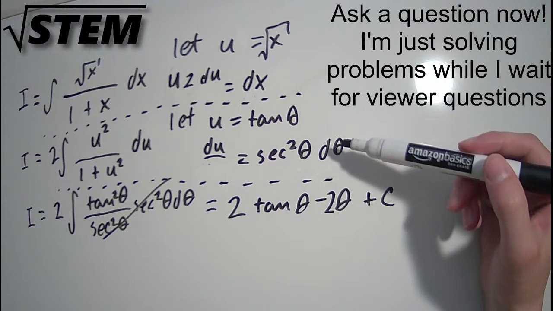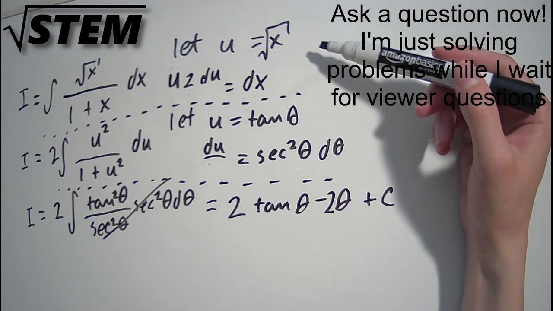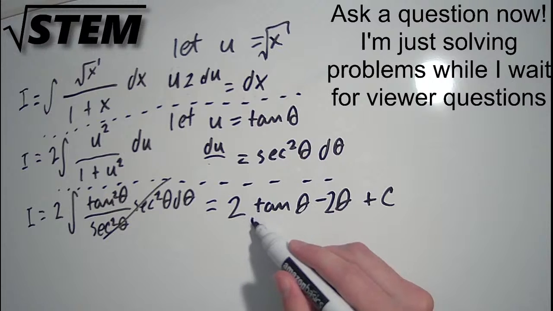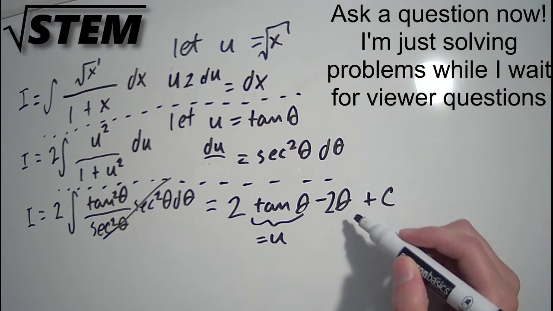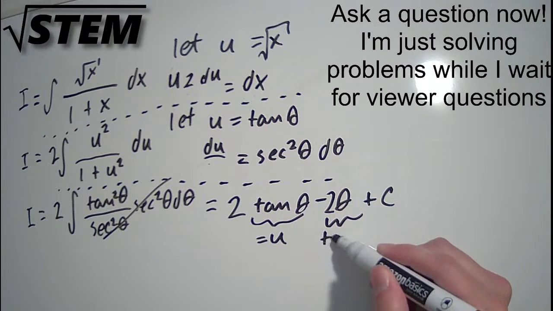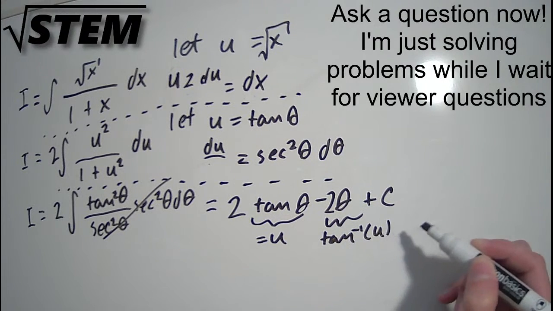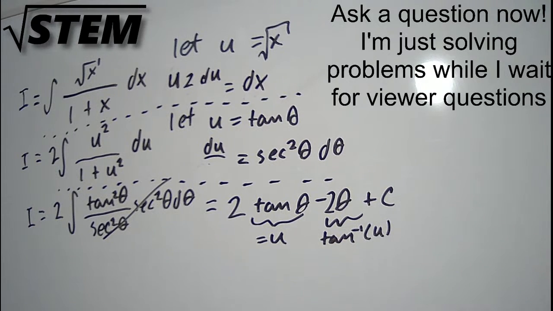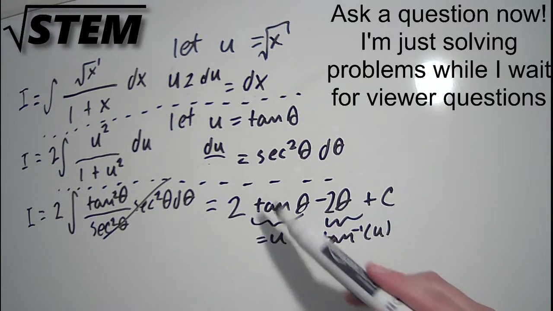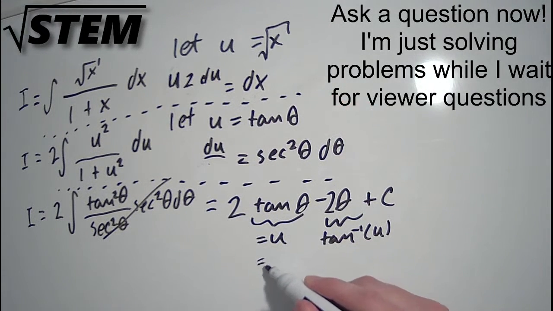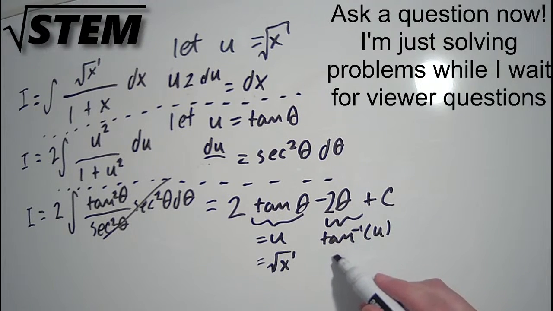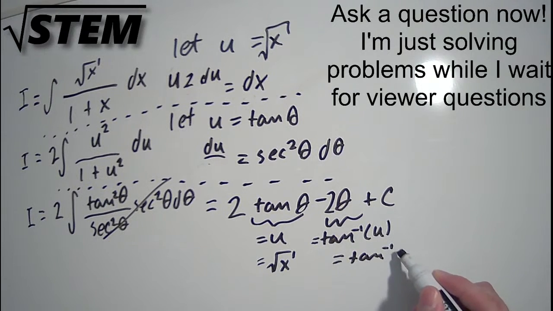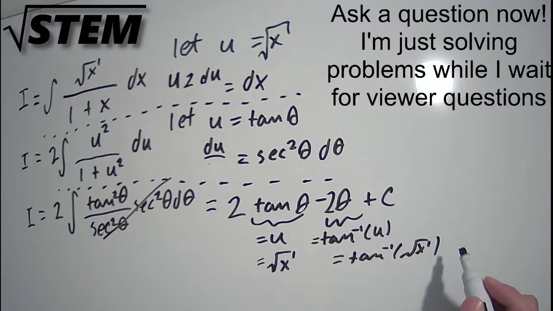Then we need to undo theta and go another step back and undo u. So tangent theta is just going to be u. Theta will be tangent inverse of u. Oh, tangent inverse did show up. u will just be the square root of x. So this will be tangent inverse of the square root of x. Okay.